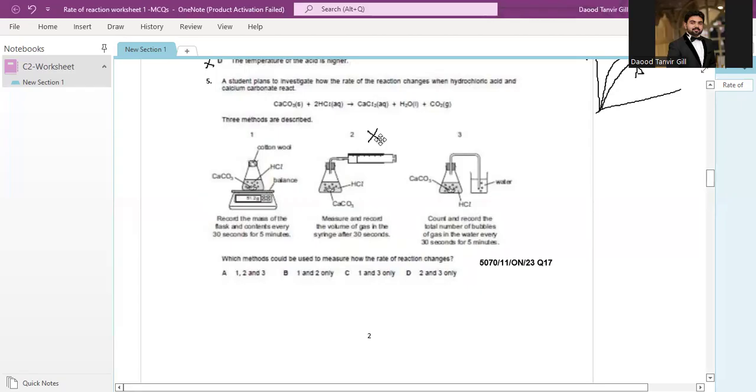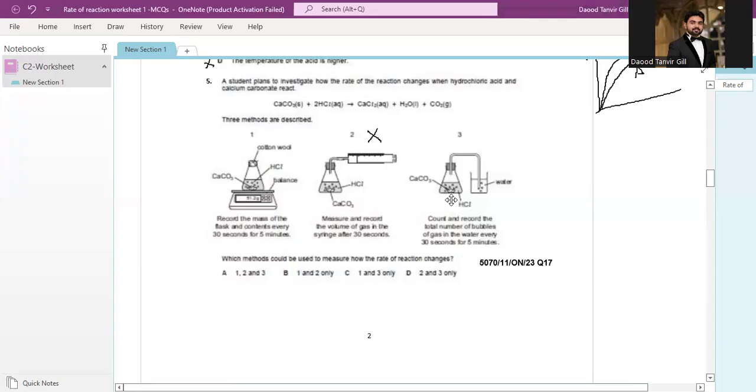In 3, he's counting the number of bubbles produced for a duration of 5 minutes. Yes, this will provide the student with good observations. So yes, he can plot a graph and note down the rate of reaction. So yes, this is also reliable. So we can go for 1 and 3.